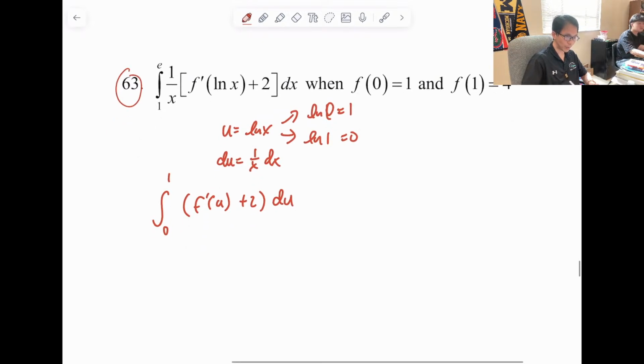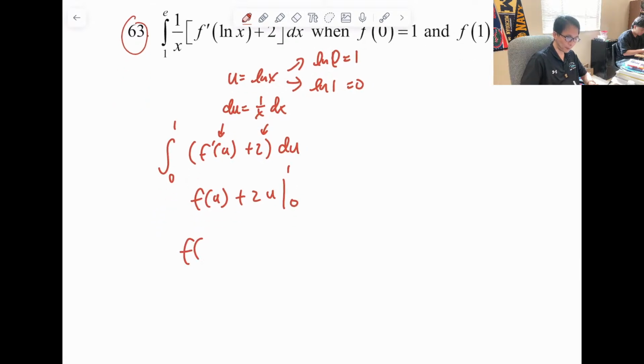Now, if you integrate, the problem is Adam made a mistake right here when he integrated this. This is the fundamental theorem of calculus. If I integrate f prime of u, it's going to give me f of u plus 2u. 2u, not x, because the integration of 2 du is not x. It's in the u world. That's just like what Kevin said, very wise, the u world. 1, 0. So f of 1 plus 2 times 1 minus f of 0 plus 2 times 0.